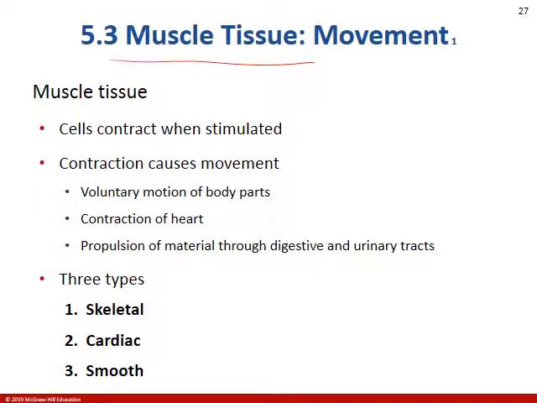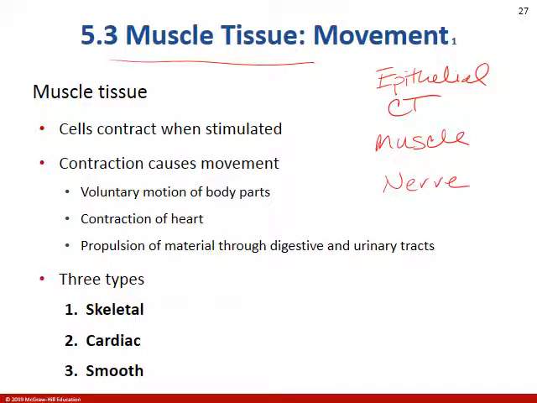Third category we have is muscle tissue. So remember epithelial and connective tissue, we're on muscle. And then the last one we're going to talk about is nerve or nervous tissue. So muscle tissue, the cells of the tissue are going to contract when stimulated. So when the brain tells the muscle to contract, it will. This contraction causes movement. And there's three different types here.